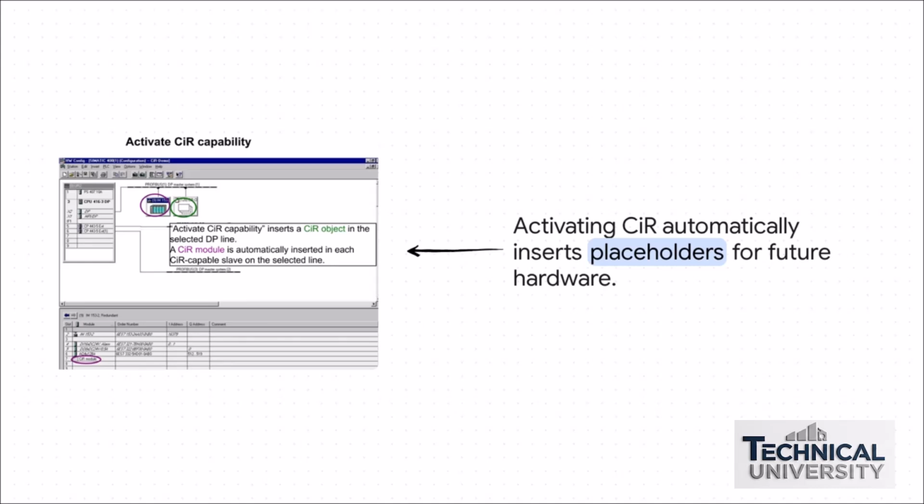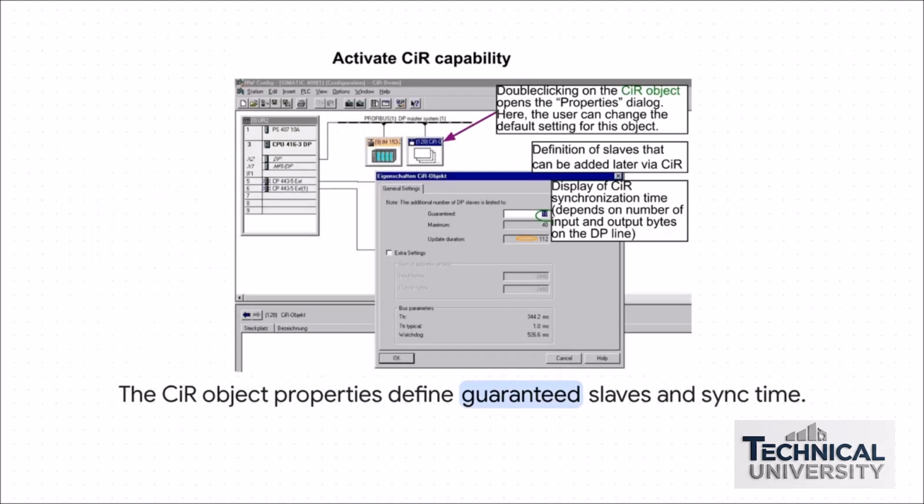And here's what that looks like in practice. The moment you activate CIR, Step 7 just drops in the placeholders. You can see the CIR object appears on the Profibus line, and the CIR module gets slotted into the ET200M rack. The system is literally pre-allocating the resources you'll need for your future expansion. Now, if you dive into the CIR object's properties, you find the most important setting, the guaranteed number of slaves. This is where you tell the system how many devices you plan to add later.